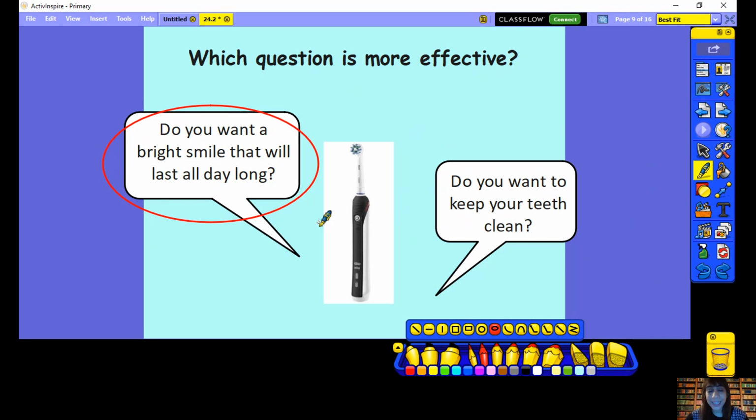If somebody just wrote in an advertisement, do you want to keep your teeth clean? Again, you're probably just going to get a yes or a no answer in their head and they're not really going to be engaged with your advert. Thinking about the idea of a bright smile makes me think that this product is going to have a really positive effect on my life.